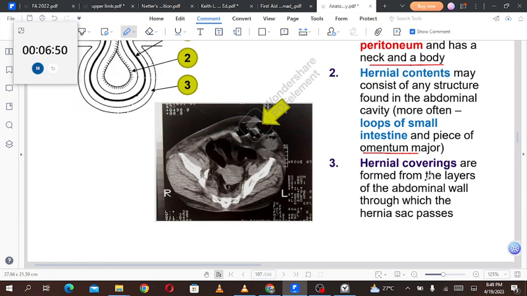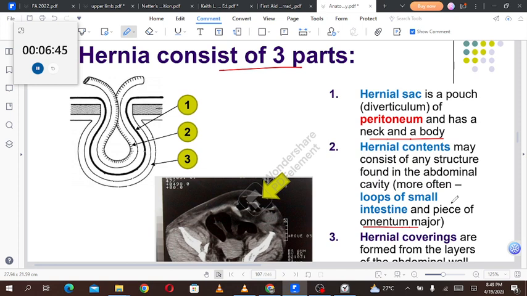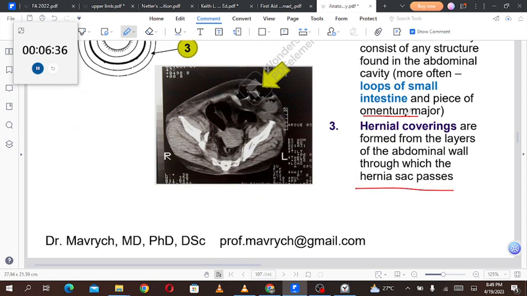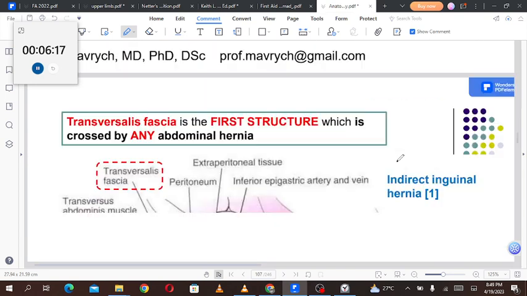Hernial coverings are formed by the layers of the abdominal wall through which the hernia sac passes. So there are three things. Number one, the hernia pouch. Then hernial contents, which can be intestinal loops or anything, including the greater omentum. Then the third thing is the covering. Hernial coverings are formed by the layers of the abdominal wall, like skin and subcutaneous fascia. It is dependent on the layers which are passed by the hernia that they will be covering the hernial sac. We'll see that later on in the discussion.